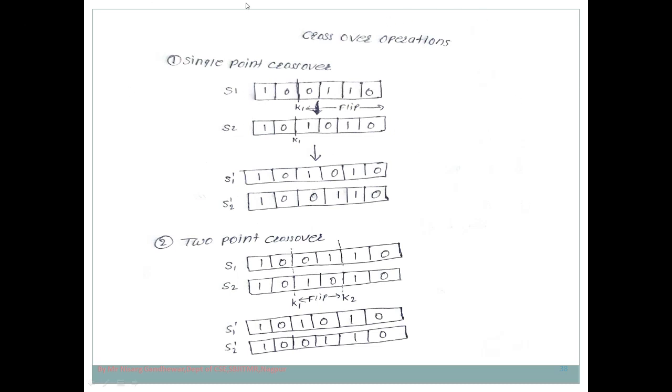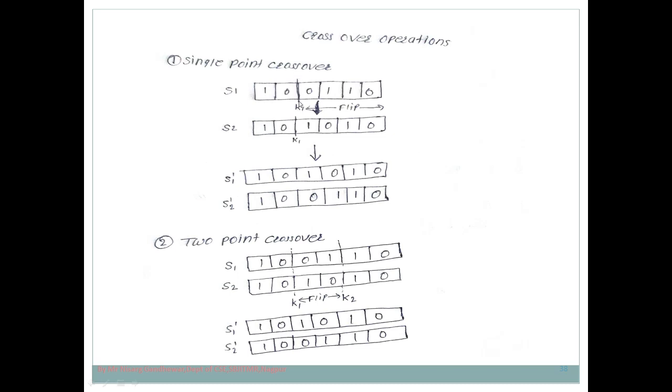Now for this we need to perform crossover operation. What type of crossover are we performing over here? Single point crossover. So I have just drawn this line. K1 is a single point crossover. So what do we need to do over here? We need to keep this 1 0 as it is. So here I have formed single point crossover.